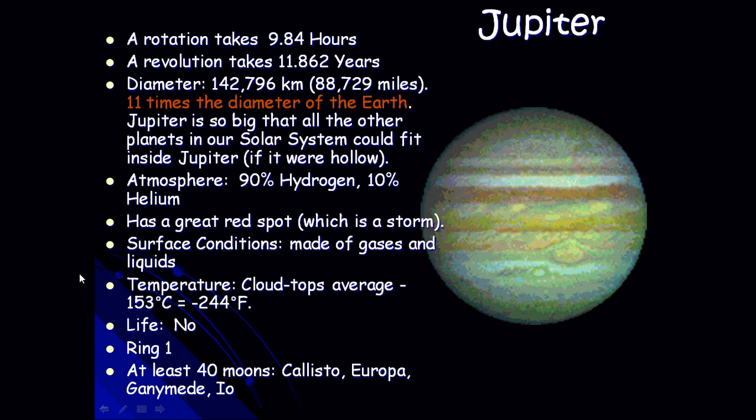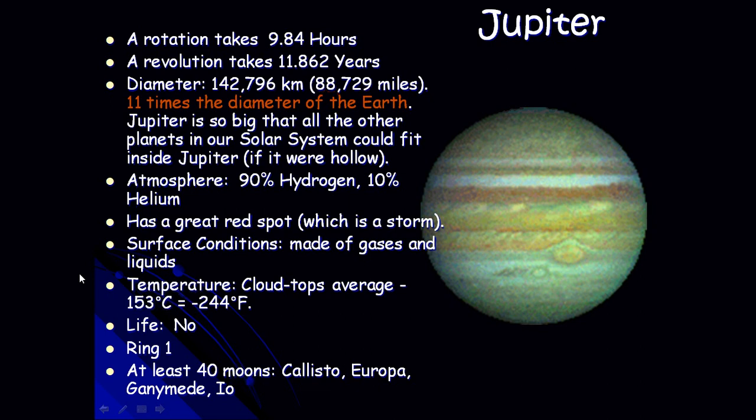Moving on, we have Jupiter. Now, a rotation takes about 9.84 hours. A revolution takes 11.862 years. So, revolution takes quite a bit of time. The diameter of Jupiter is roughly 142,796 kilometers, or 88,729 miles. This is 11 times the diameter of the Earth.